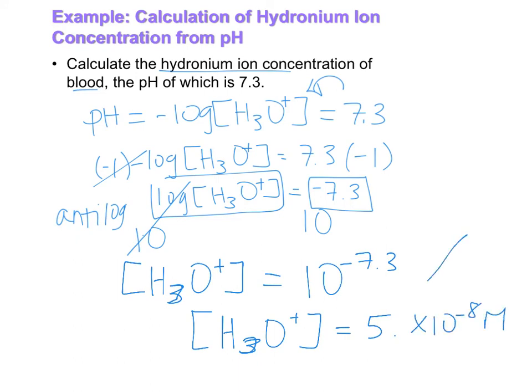So how did I decide how many numbers to keep? That is based off of the decimal value that you had on your pH. Here I only had 1 sig fig, so I'm only going to keep 1 sig fig on this digit. And that would be the process of going from pH to hydronium ion concentration. So basically the opposite. The new thing that you learned here was about antilogs.